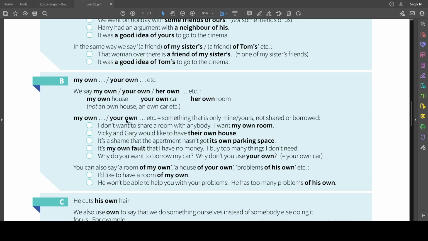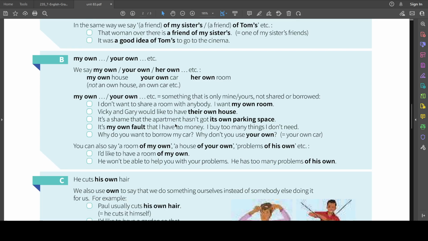It means something that is only mine or yours, not shared or borrowed. We are talking about exclusivity. We are talking about something that belongs to you, something that's yours, but only yours. I don't want to share my room with anybody. I want my own room. We're talking about something that only belongs to you.